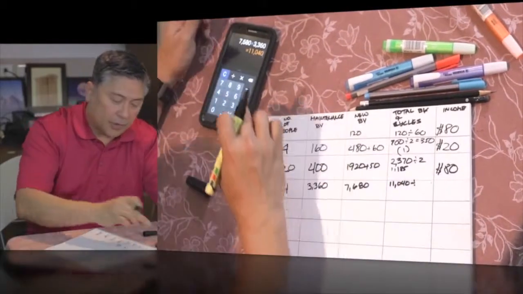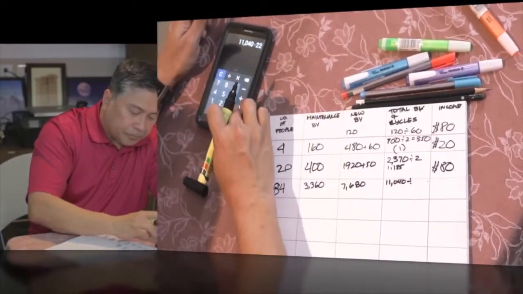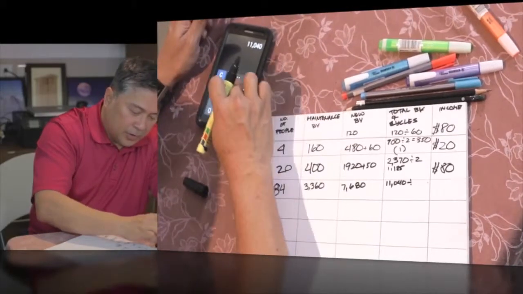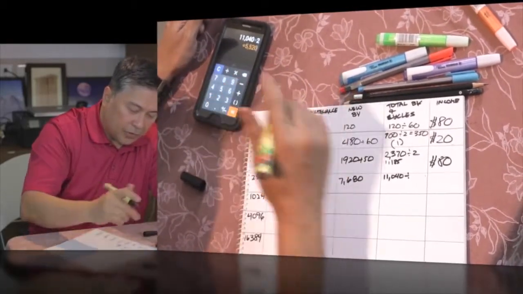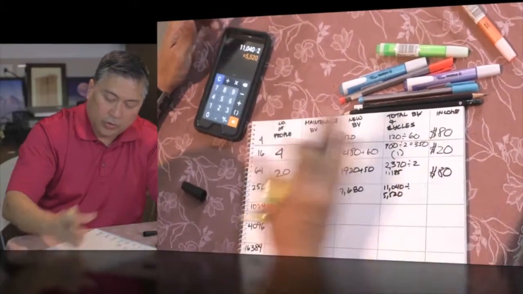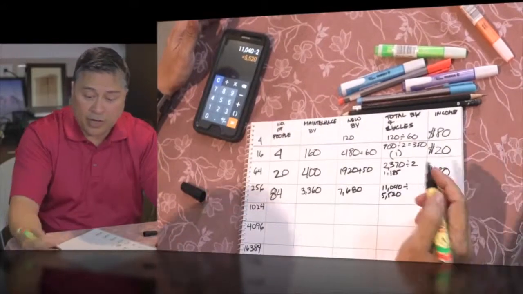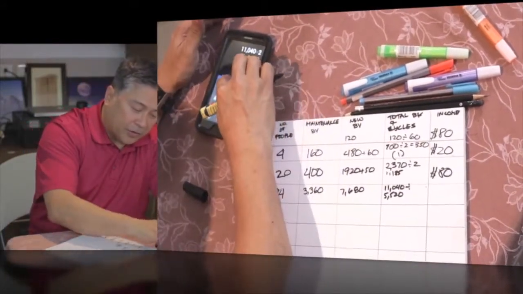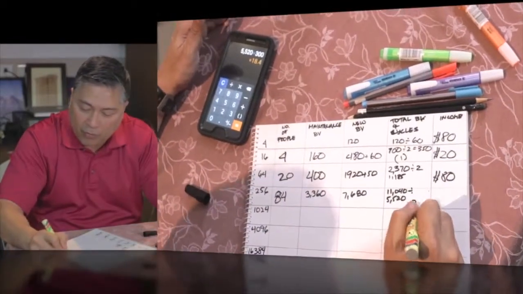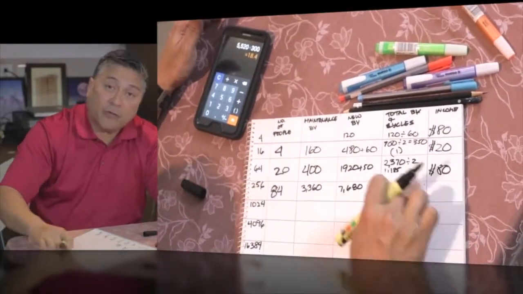Divide by 2, left and right. Oops. 11,040 divide by 2, left and right. So that's 5,520 on your left and 5,520 on your right. Then you divide that by 300. Divide by 300, which is the cycle. So that's 18.4. So you have 18.4 cycles that month.